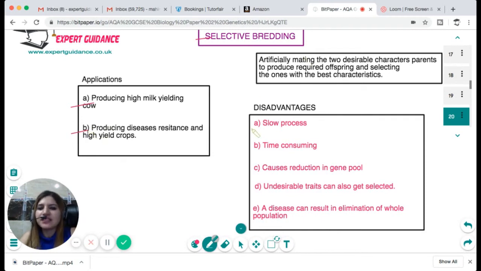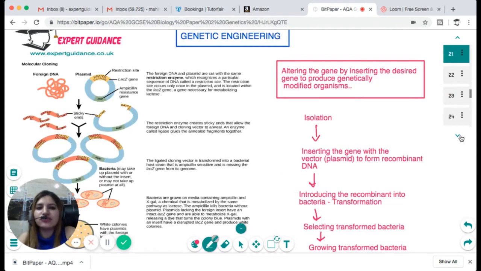Now, this is a slow process, time consuming, and causes reduction in the gene pool. Undesirable traits can also get selected, and a disease, if it happens, can result in the elimination of the entire population. So selective breeding is harmful in this case, in that it reduces the gene pool.